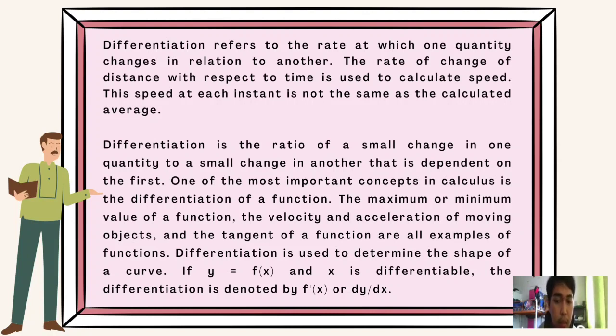The maximum or minimum value of a function, the velocity and acceleration of moving objects, and the tangent of a function are all examples. Differentiation is used to determine the shape of a curve. If y equals function of x and x is differentiable, the differentiation is denoted by f prime x or dy/dx.